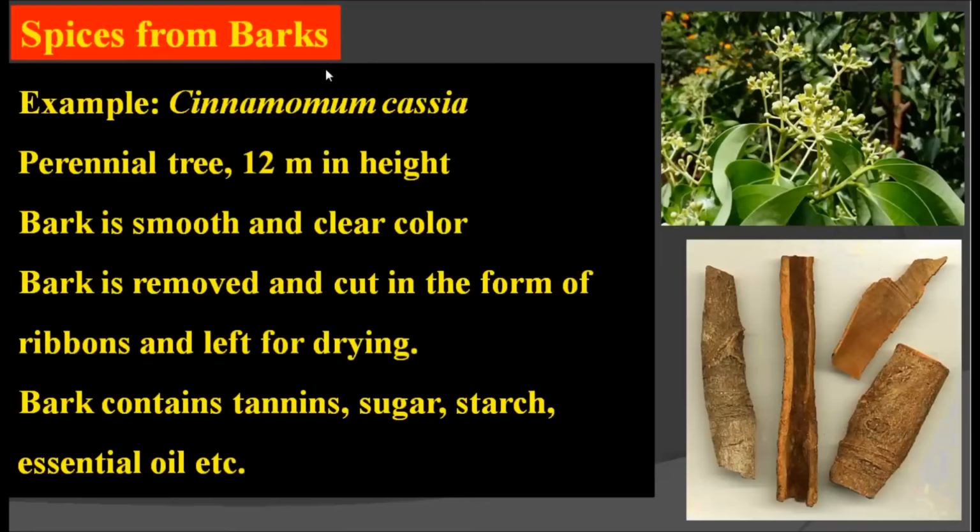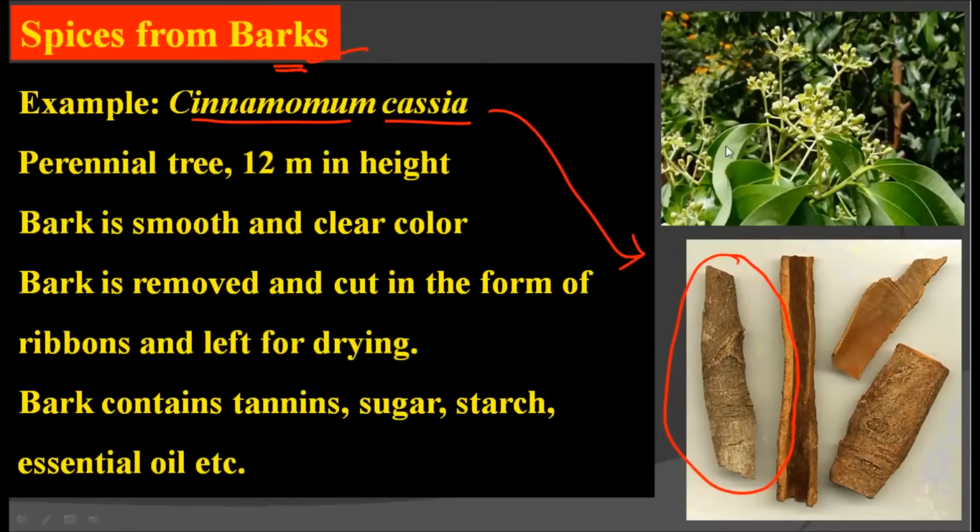The second heading we have here is the spices from the barks. For the bark, we have the plant Cinnamomum cassia. This plant's bark is used for the spice. As you can see in the picture, here is the bark which has been taken out from the plant, and this is the original photograph of the plant from which the bark has been taken.